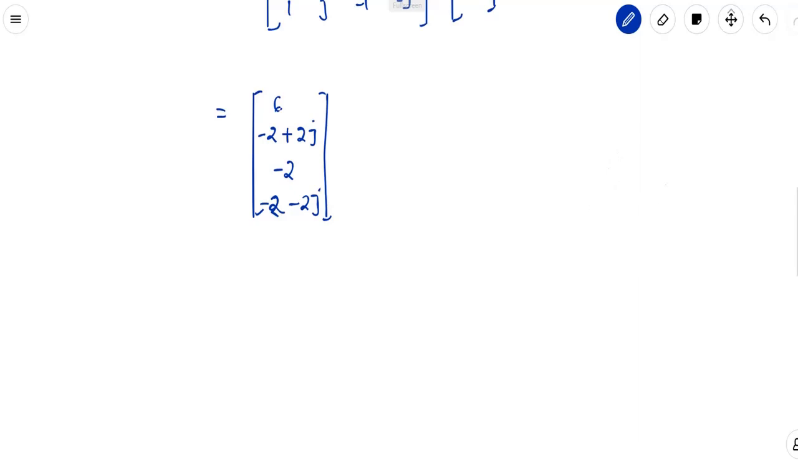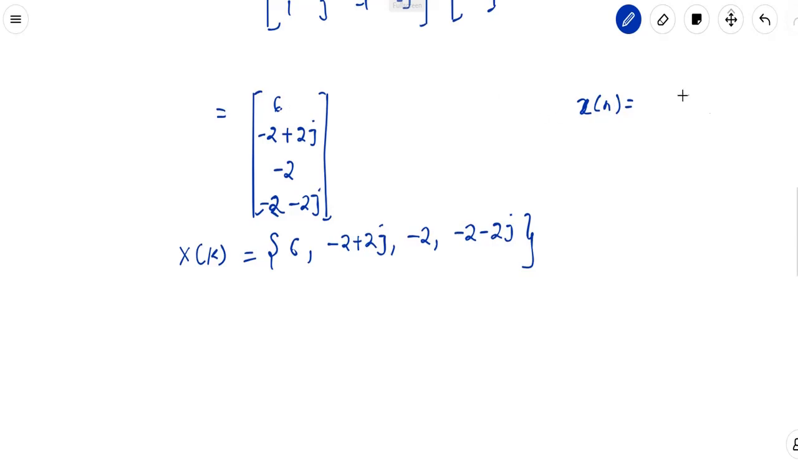So you have to write this value. For writing this line also you have 1 mark. So X of k is equal to, open the bracket, 6 comma minus 2 plus 2j, minus 2, minus 2j. So these are the DFT values for the sequence x of n.